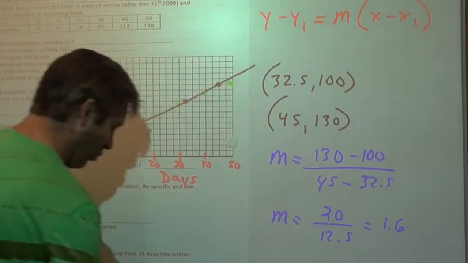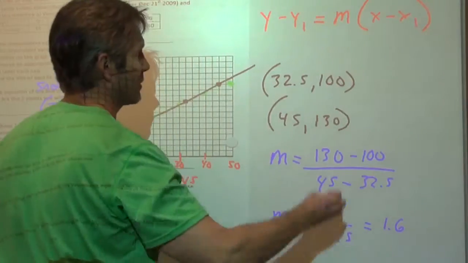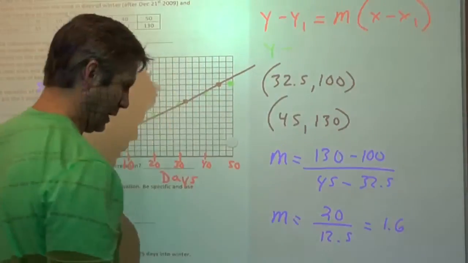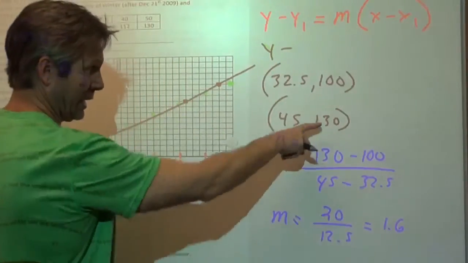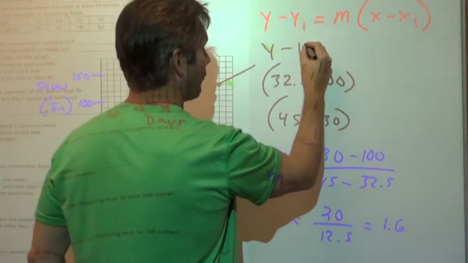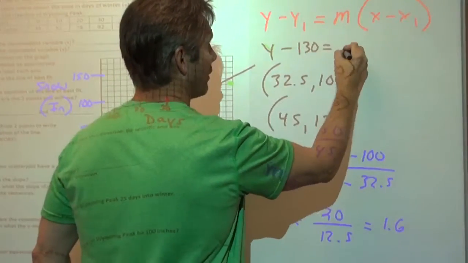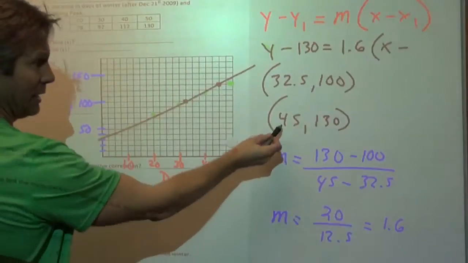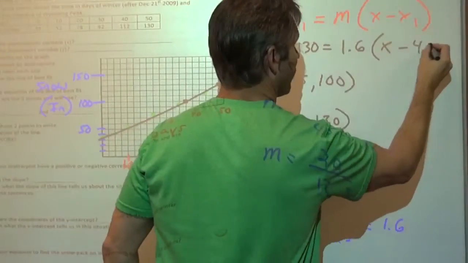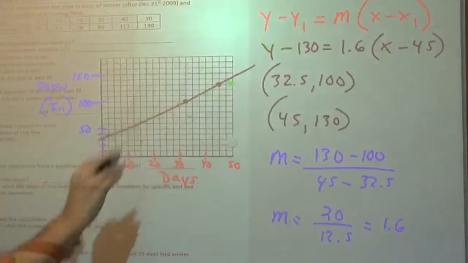And so my equation that I'm going to get, again, it's going to be slightly different than everybody else's. That doesn't show up very well. I'm going to go with y minus my specific y here of 130 equals my slope of 1.6 inches per day, and then x minus the number of days of 45 that was in my ordered pair. I'm good. That's my equation right there.